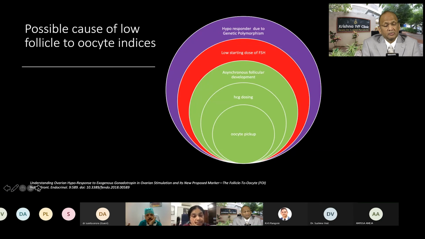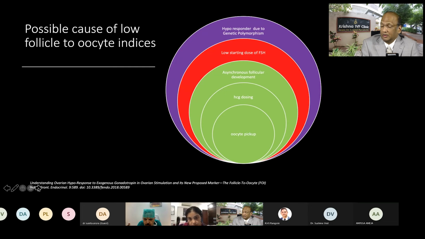Then when we come to the possible situation of inadequate ovarian response, an inadequate number of oocytes, the low follicle to oocyte index, a review article published by Carl Elvigi in Frontiers in Endocrinology, an interesting article, "Understanding ovarian hyporesponse to exogenous gonadotropins in ovarian stimulation and new proposal markers", enlisted 5 factors as the key factors of inadequate follicle number.